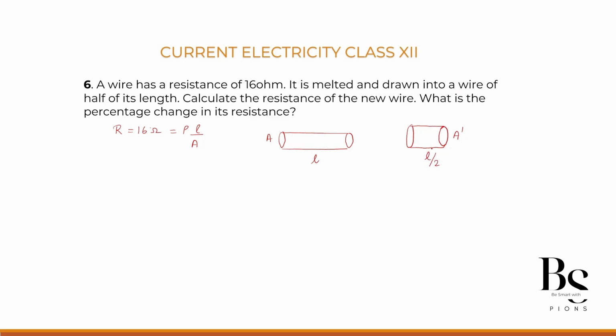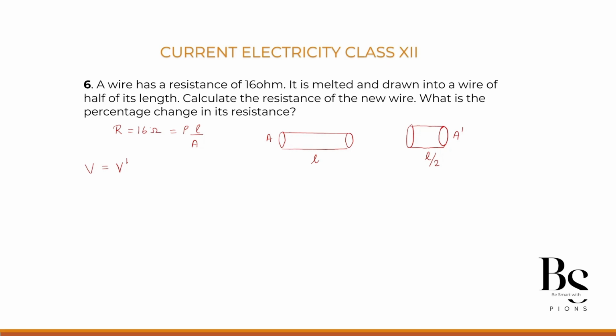Calculate the resistance of the new wire and what is the percentage change in its resistance. So we have to find two things. One is the new resistance and one is the percentage change. Correct? To figure out the new resistance, let's first figure out our A dash. As we know, when it is melted and recast into a new wire, its volume will not change. So the volume of the previous wire will be equal to the volume of the new wire.